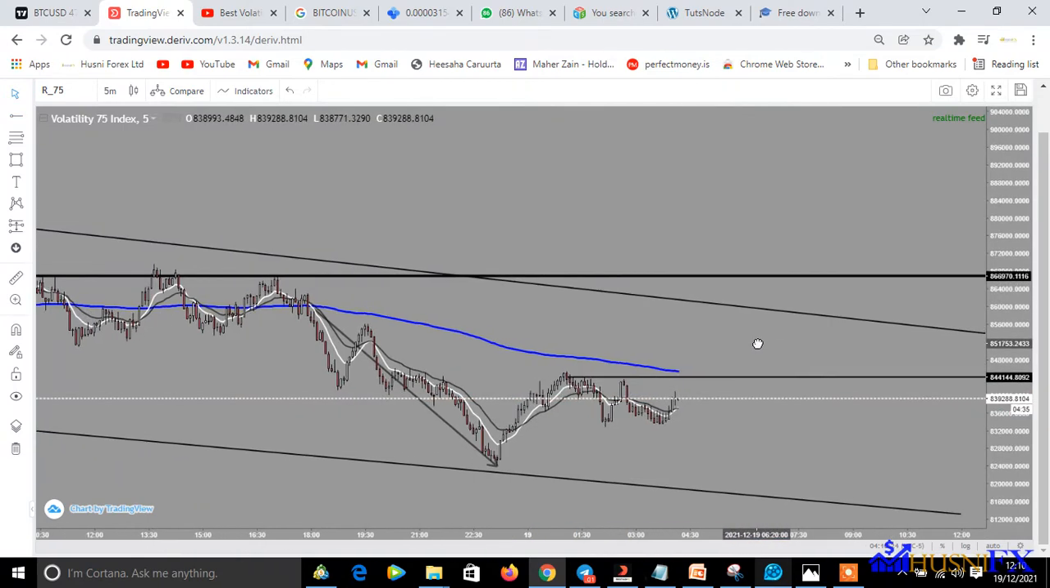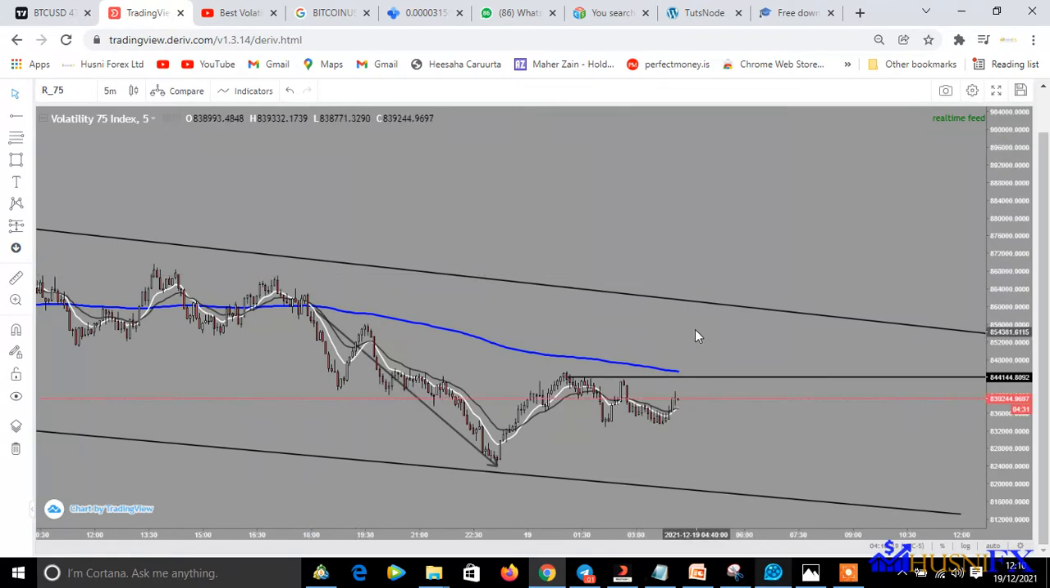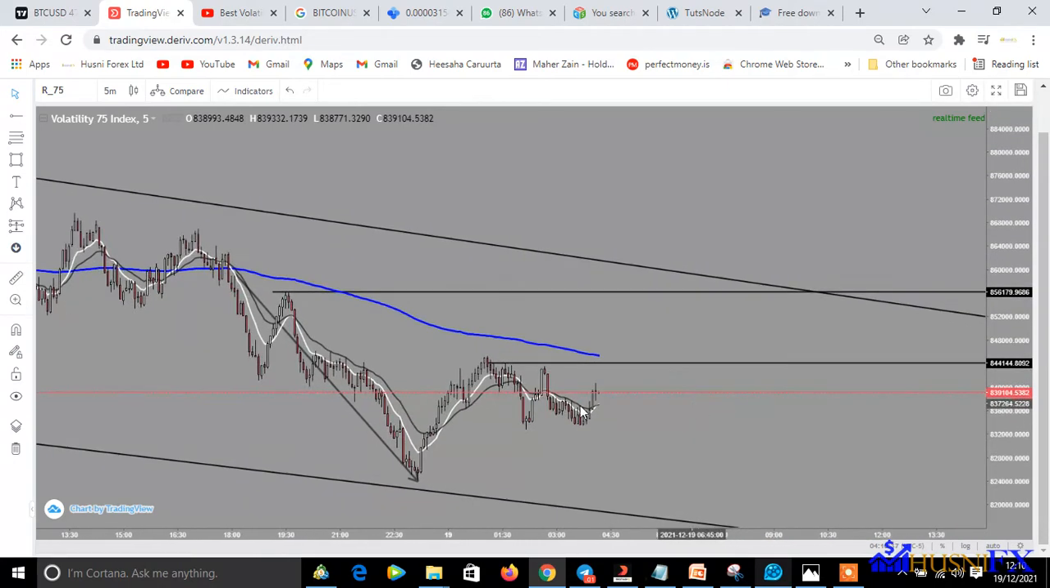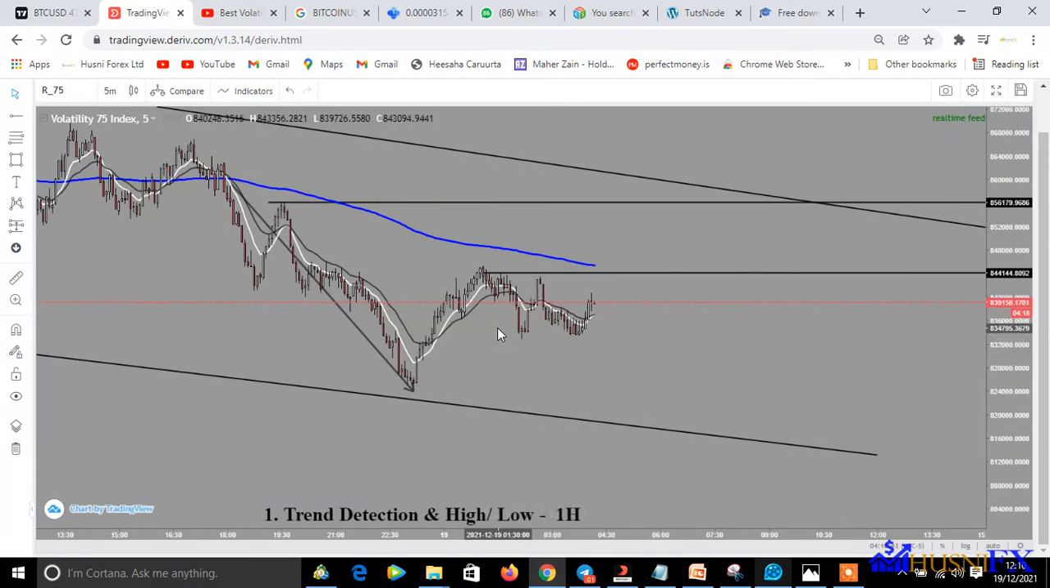We are buying above this level, and our target will be like this area. So this should be our target. So that is how we're gonna scalp. And if we wanna sell, it already, we could sell below here.